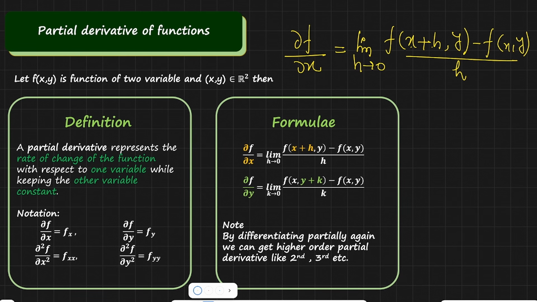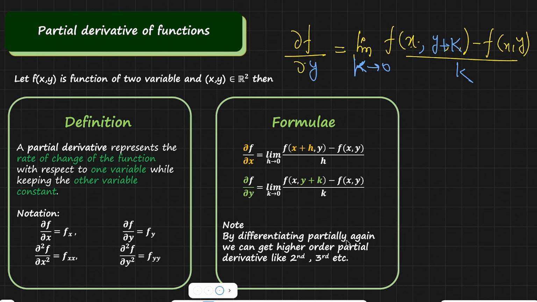If it is the change with respect to y, then I will say partial derivative with respect to y, which means change in the y direction. So what do you mean by change in the y direction? Partial derivative of f with respect to y is limit k tending to 0, where now I represent the change with k, x is the same, f of x comma y plus k, minus f of x comma y, divided by k. These are simple formulas, and you can learn them like this.